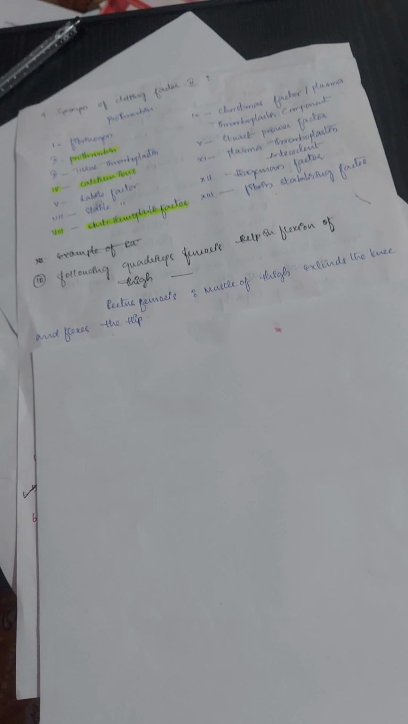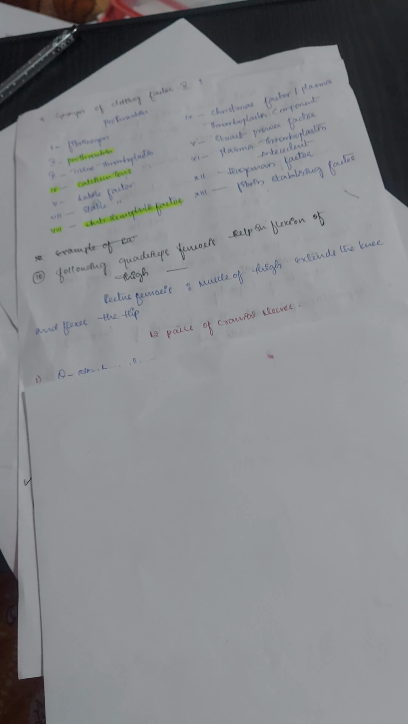Which of the following quadriceps femoris muscles helps in flexion of the thigh? Which muscle is helping our thigh for flexion? The answer is rectus femoris. Rectus femoris is a muscle of the thigh, which helps with knee extension and hip flexion. Okay, the next.